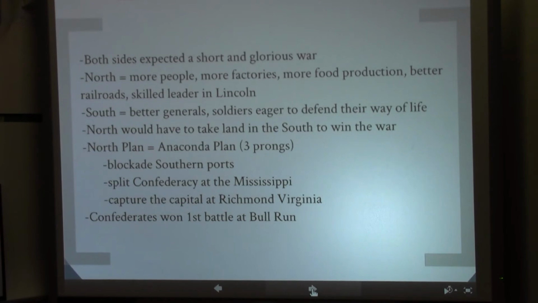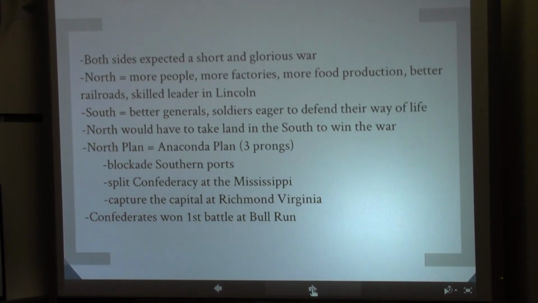Just to get the lay of the land, the North had more people, more factories, more food production, better railroads, and a skilled leader in Lincoln, while the South had better generals, and their soldiers were eager to defend their Southern way of life. And one other factor, the North would have to take land in the South to win the war. The North would actually have to go into the South and capture those states to be able to win the war.